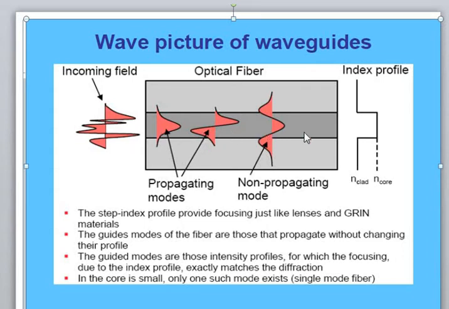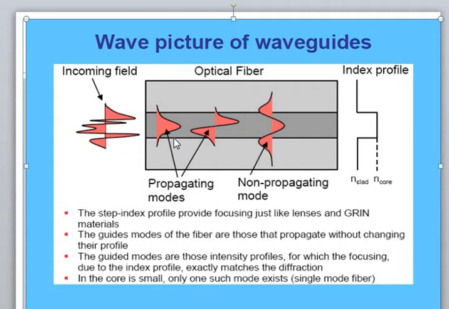For lower order modes, the fields are tightly concentrated near the center of the slab, and there is only a little penetration into the cladding region. For the higher order modes, the fields are distributed more towards the edges of the guide and penetrate further into the cladding region. So this is the higher order mode and this is the lower order mode.